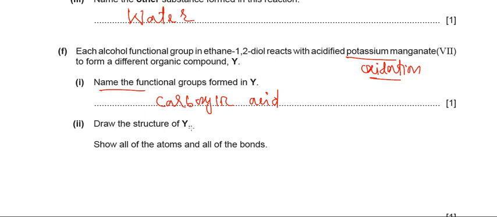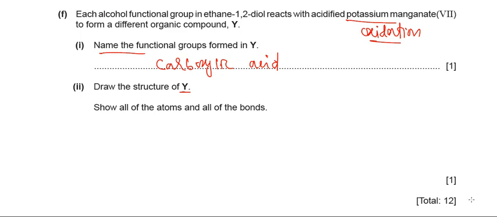Then he says draw the structure of Y. As on both sides we have OH, both of the OH will oxidize to give us what? C double bond O, bond OH. Here that also changes into C double bond O, bond OH. So it will give us a dioic acid. Understood?